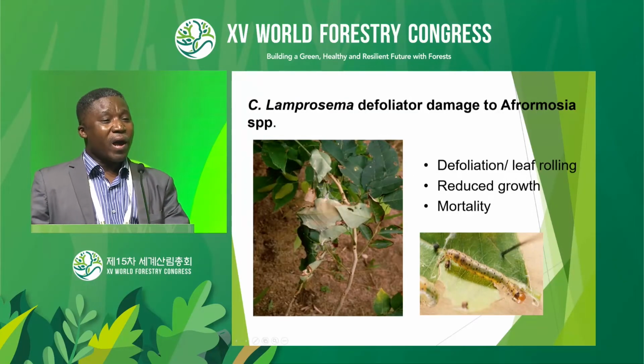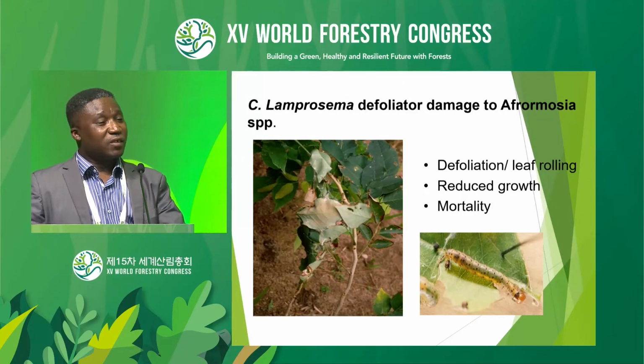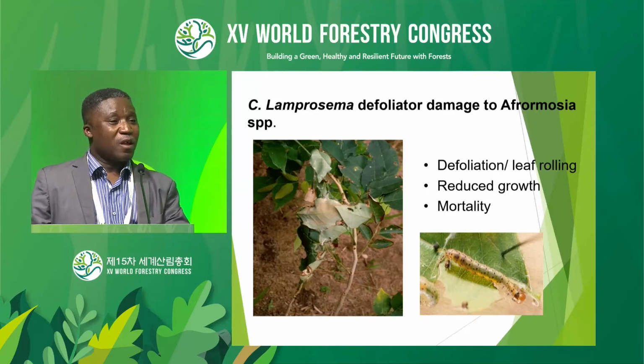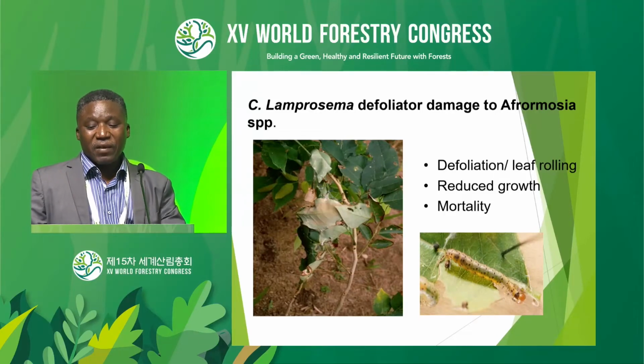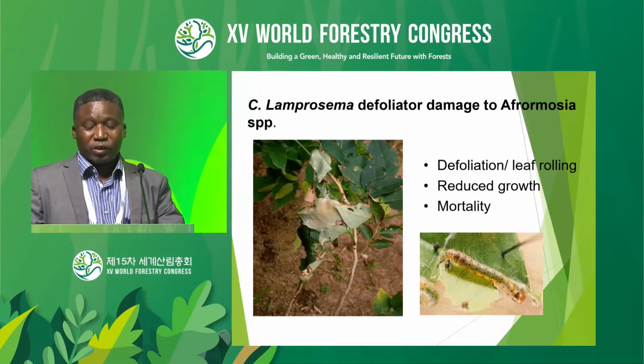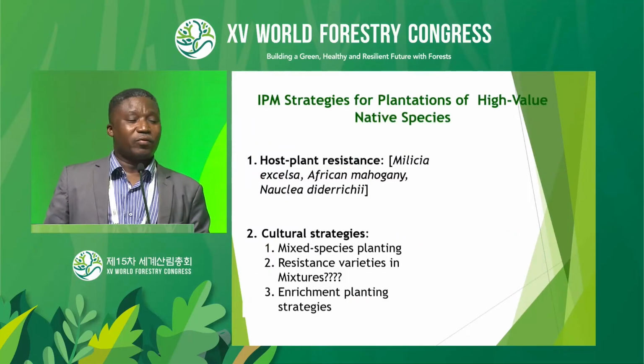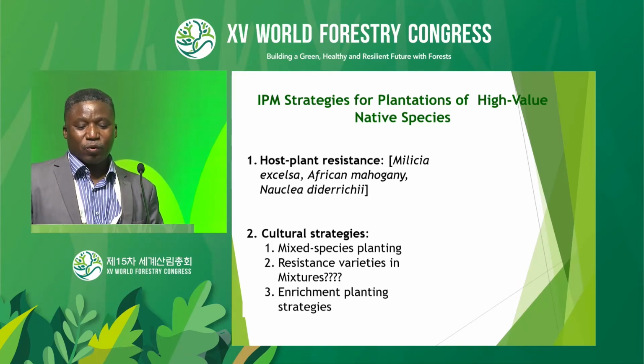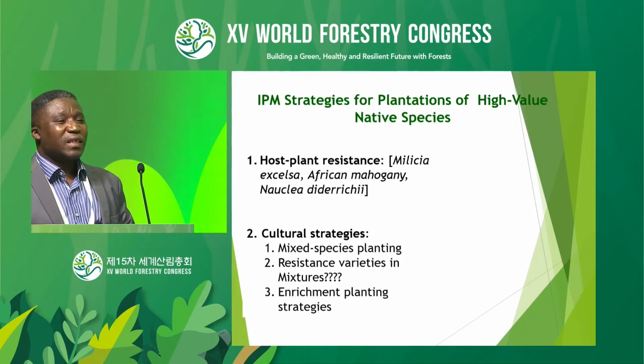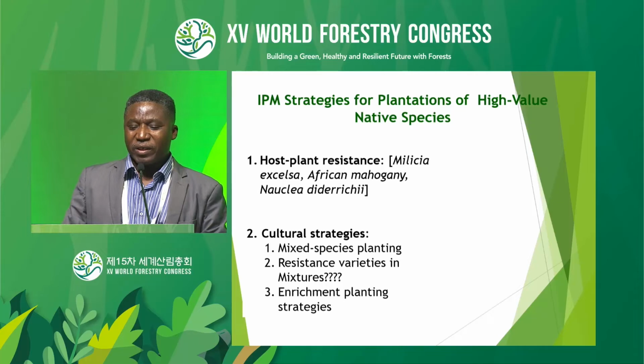We have this other one, less popular, but the tree is very valuable, Afrormosia. It also has this leaf roller or defoliator, which causes a lot of problems. And there are several others. I just picked these three as an example. So what IPM strategies have we used in the region?